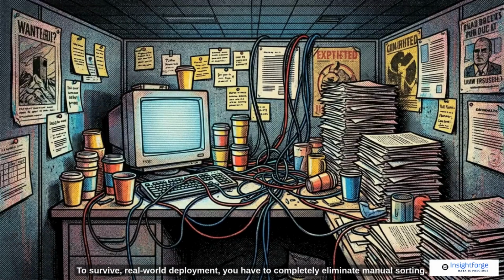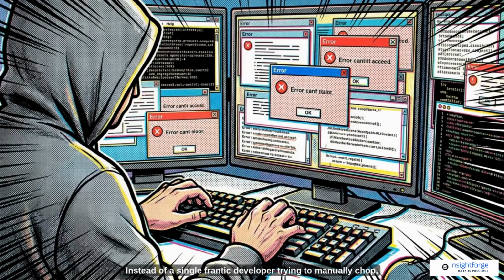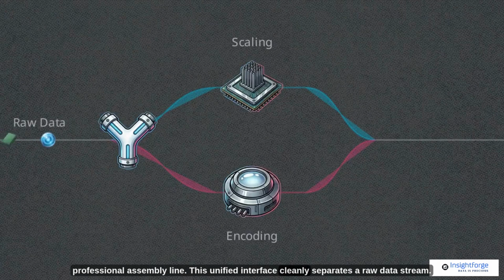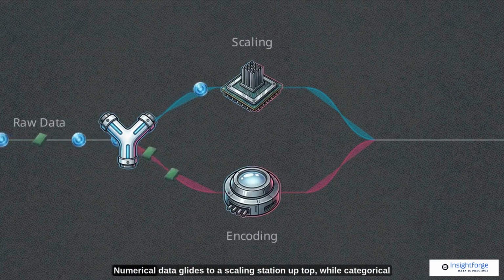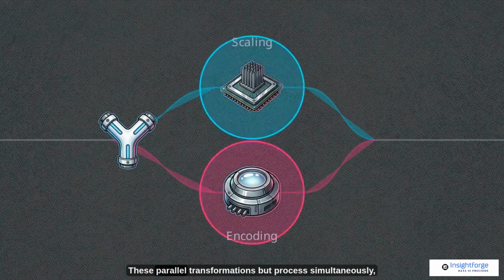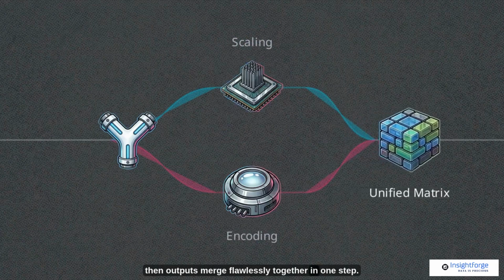To survive real-world deployment, you have to completely eliminate manual sorting. You need a specific architectural tool called the column transformer. Instead of a single frantic developer trying to manually chop, scale, and encode variables sequentially, the column transformer creates a highly automated, professional assembly line. This unified interface cleanly separates a raw data stream. Numerical data glides to a scaling station up top, while categorical text routes to an encoding station below. These parallel transformations process simultaneously, then outputs merge flawlessly together in one step.